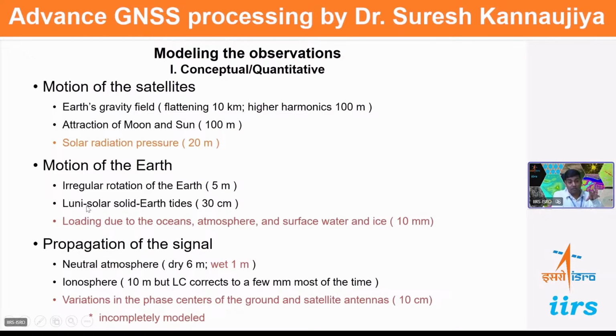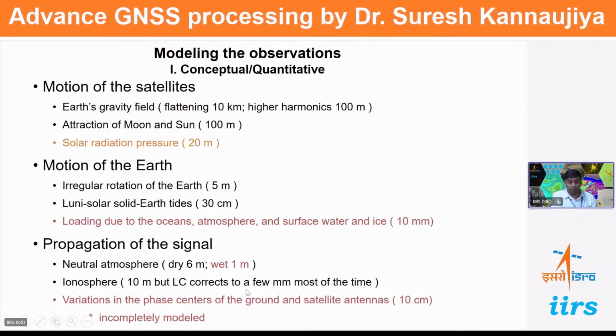But in this, which is mentioned through different colors, we are not able to get a very accurate model for things like solar radiation pressure, a very complex phenomenon, and loading due to oceans, atmosphere, sun, surface water, and ice, also very complex phenomena. Data is also very limited for these observations. Then there is variation in the phase center of the ground and satellite antenna, sometimes due to human error and sometimes poor quality of antenna, making it difficult to model these error budgets.